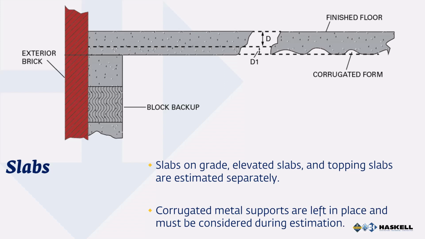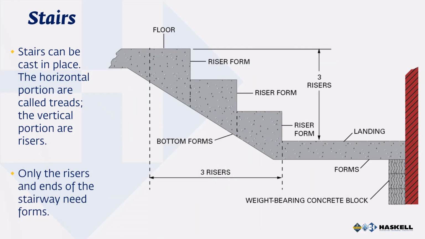Because concrete must fill the valleys of the corrugations, using that dimension for a volume estimate does not accurately capture the concrete volume required. This is the distance D1 in the figure. So, in order to calculate the concrete volume in this situation, use the total depth to the bottom of the corrugations. Stairs are cast in place against either the ground or shoring.